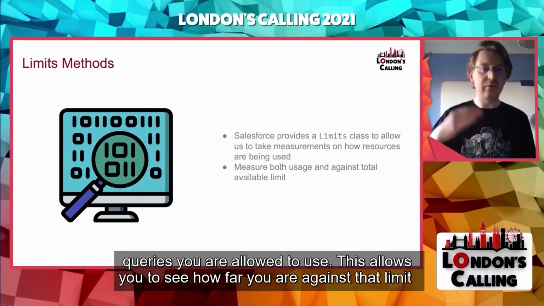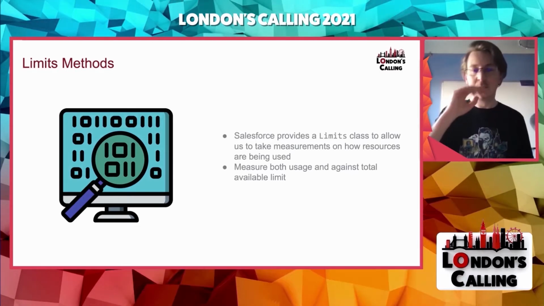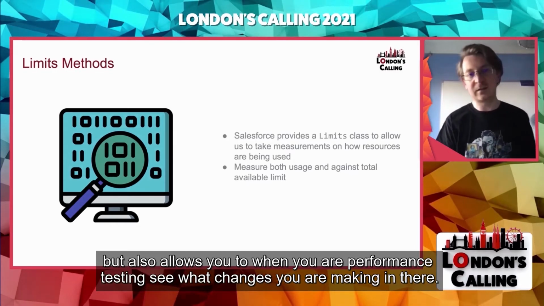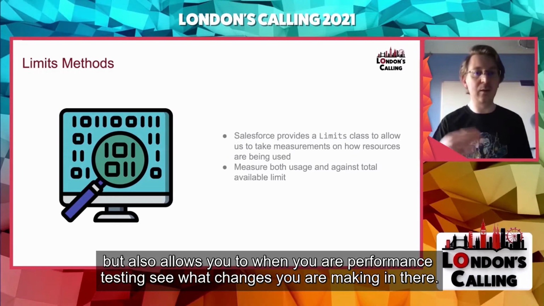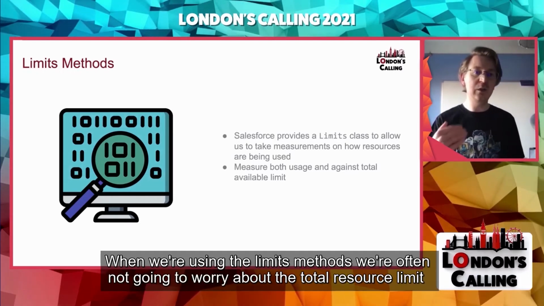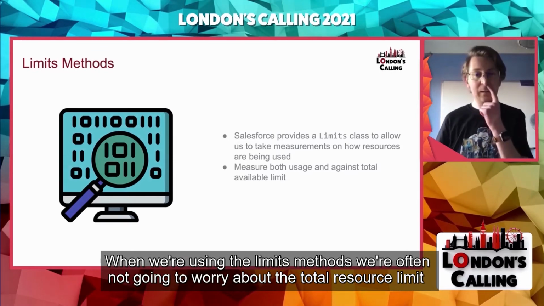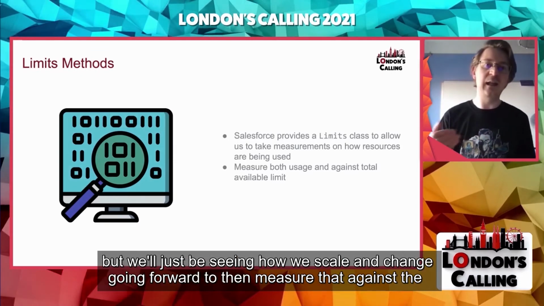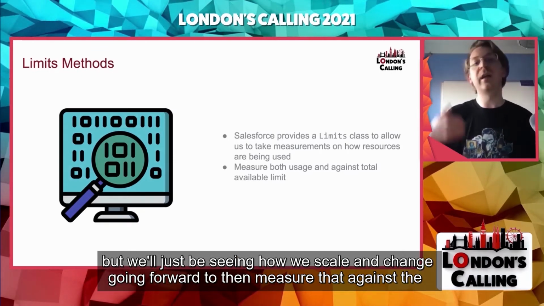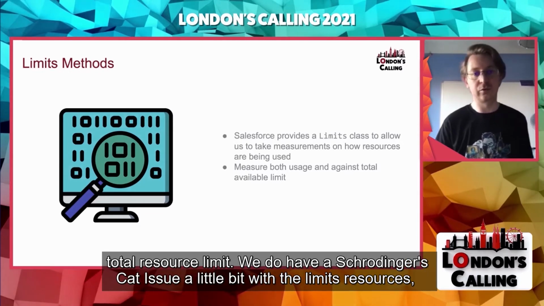This allows you to see how far you are against that limit, but also allows you to, when you are performance testing, see what changes you are making in there, okay? When we're using the limits methods, we're often not going to worry about the total resource limit, but we'll just be seeing how we scale and change going forward to then measure that against the total resource limit, okay?